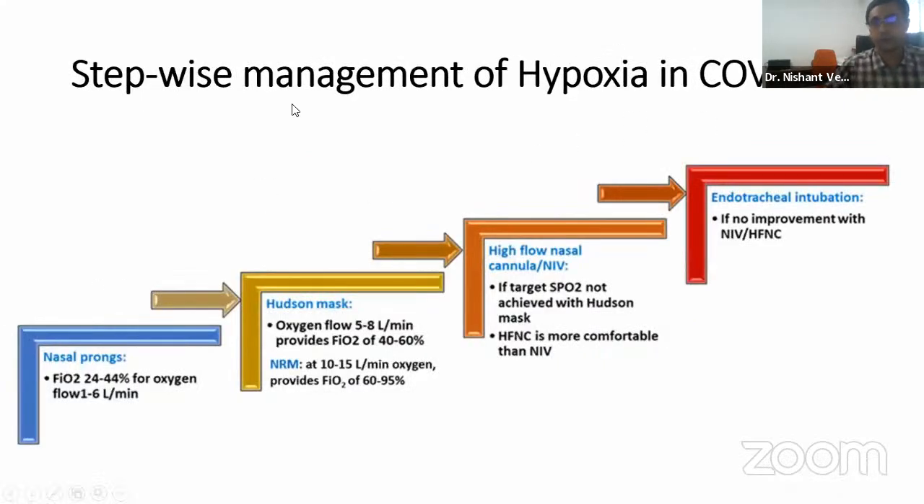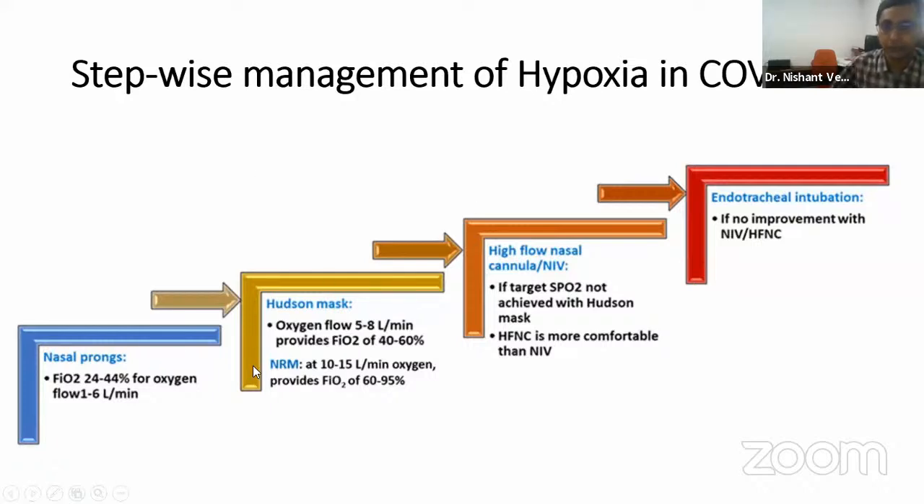This diagram shows the stepwise management of hypoxia in COVID. The first step is using low flow devices like nasal prongs, which can be used at flow rates of 1 to 6 liters per minute. And at this flow rate, we can achieve FiO2 up to 45% using a low flow device like nasal prongs. With nasal prongs, the comfort level is maximum. The child's mouth is free, so he can still continue to eat. But if the child's hypoxemia is not responding to oxygen with nasal prongs, then you will escalate to a Hudson mask or a non-rebreathing mask. Using an NRM, you can achieve a FiO2 of as high as 95% if the NRM is used at flow rates of 10 to 15 liters per minute.